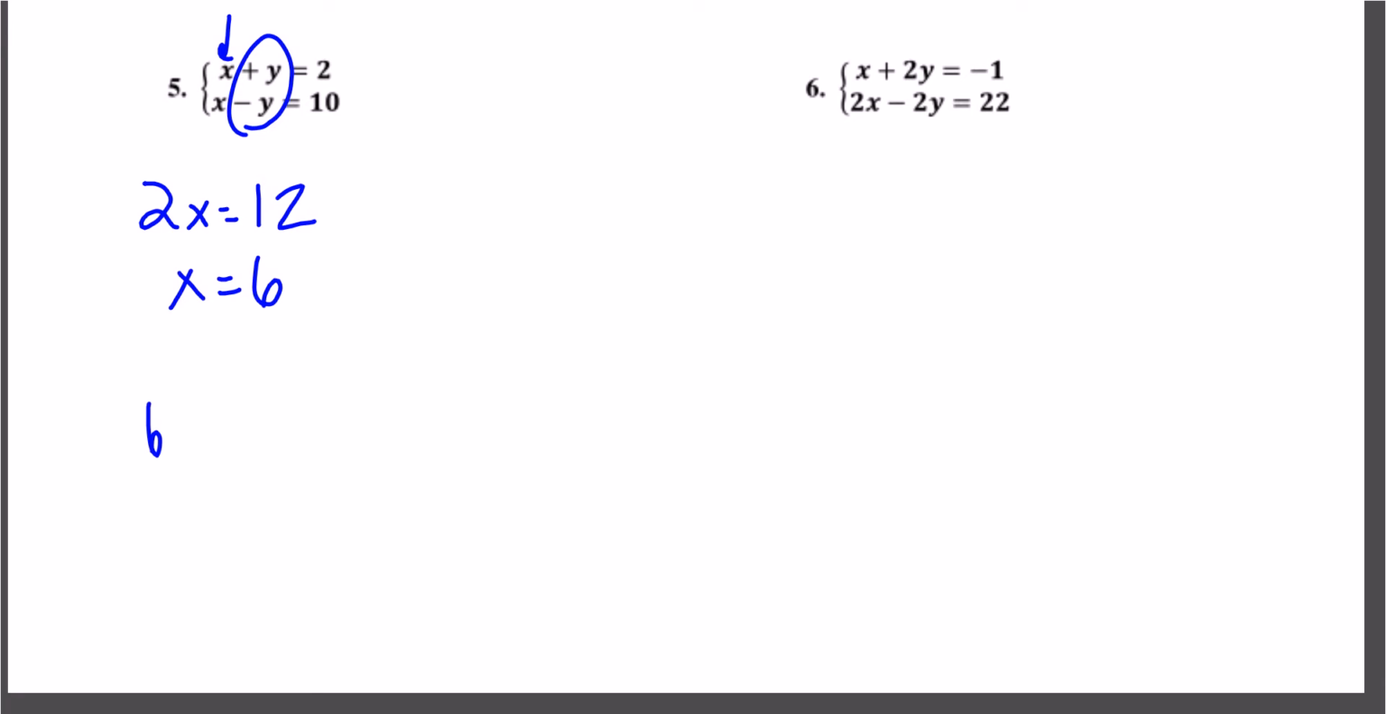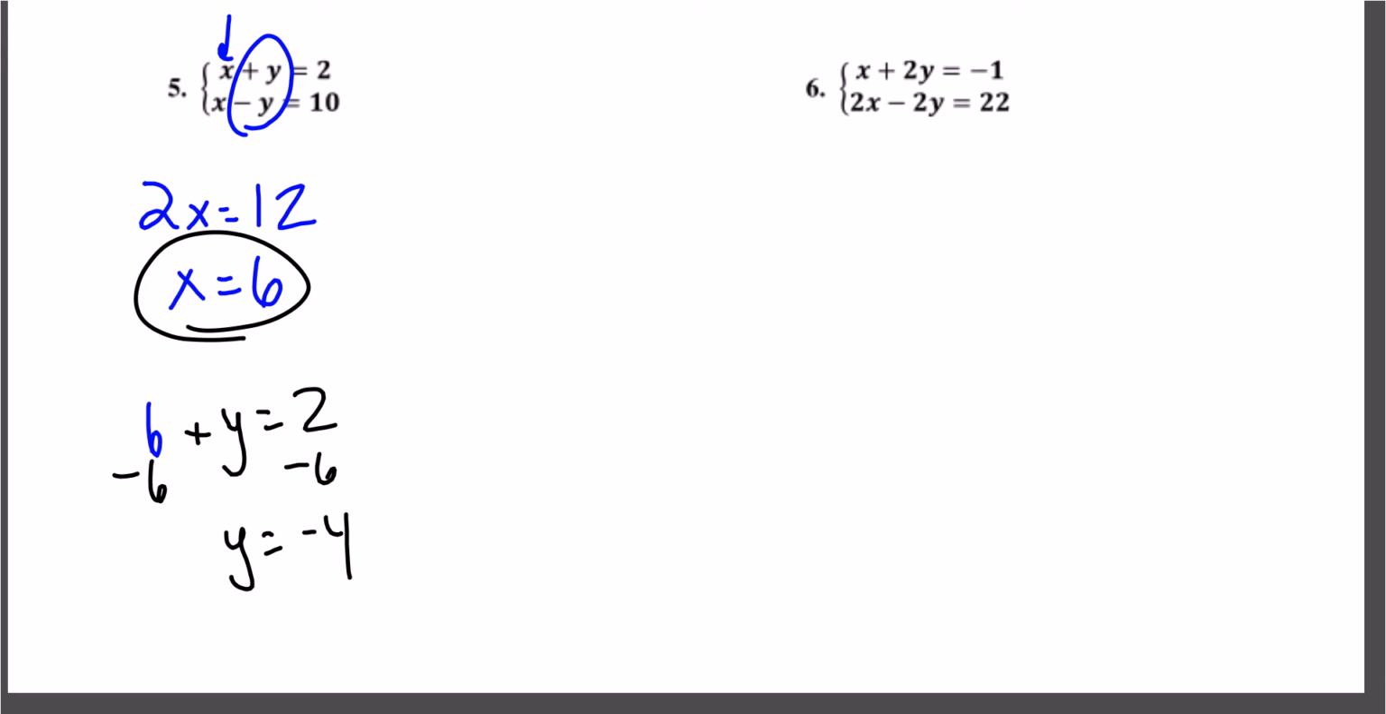So I'm going to have 6 plus y equals 2. I'm going to subtract 6 from both sides. We got y equals -4. I have an x, I have a y. I'm going to tie them together as an ordered pair. And -4, 6 is my solution.